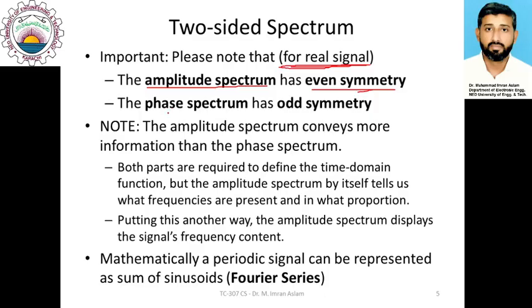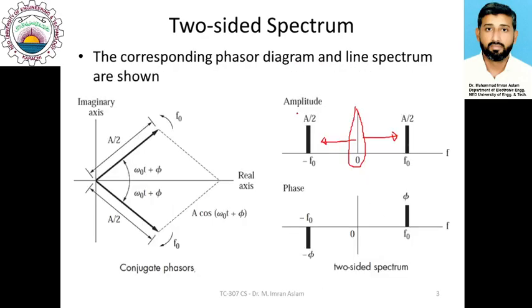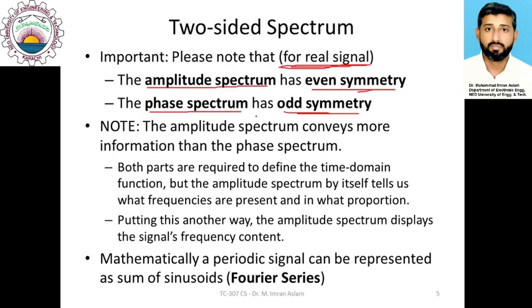Similarly, the phase spectrum has odd symmetry in the double-sided spectrum. You can go back to this diagram here, and if you look at this origin line, whatever diagram you have at the positive frequency, we have the same diagram but in the opposite direction. So this one is actually -5. This gives rise to the negative frequency in the spectrum. So the amplitude spectrum has even symmetry and the phase spectrum has odd symmetry.